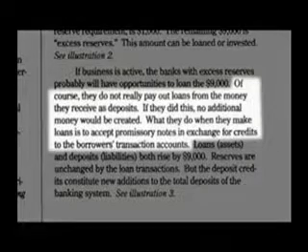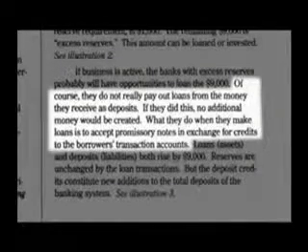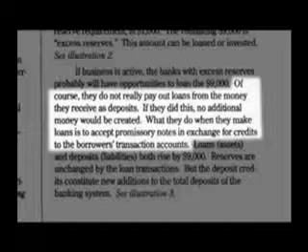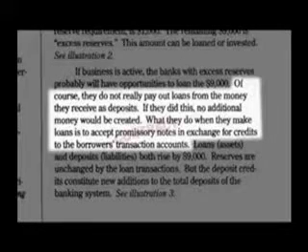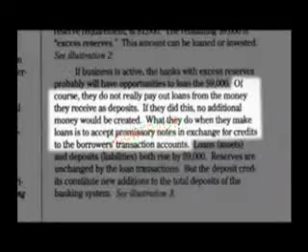As stated in Modern Money Mechanics, of course the banks do not really pay out loans from the money they receive as deposits. If they did this, no additional money would be created. What they do when they make loans is to accept promissory notes, loan contracts, in exchange for credits, money, to the borrower's transaction accounts. In other words, the $9 billion can be created out of nothing simply because there is a demand for such a loan and there is a $10 billion deposit to satisfy the reserve requirements.